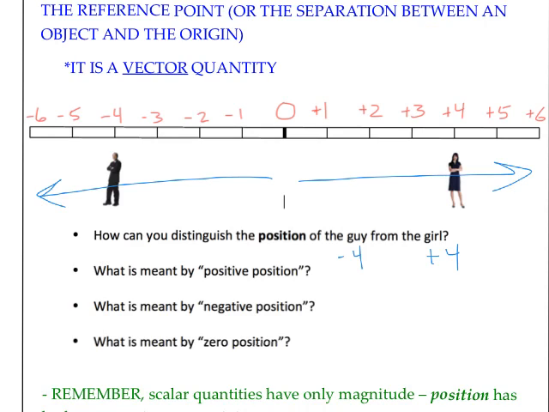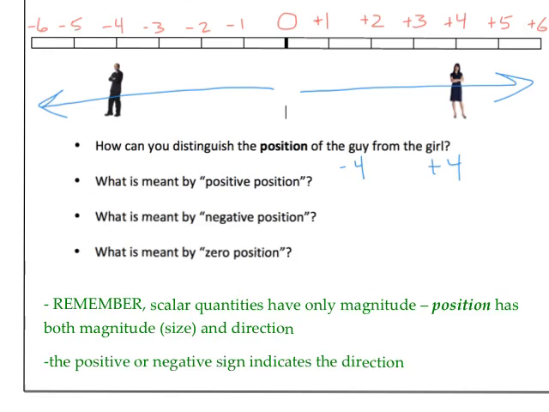And this is one of the things that makes position a vector quantity, because we need to know which side of the reference they are standing on. So positive will be to the right, and negative will be to the left for us. So when we write our numbers, a positive and a negative sign can represent a direction. And then obviously this last question, what is meant by a zero position? That just simply means at the origin. So remember, scalar quantities have only magnitude. Position is a vector quantity. It has a magnitude and a direction, and our positive or negative sign will indicate that direction.